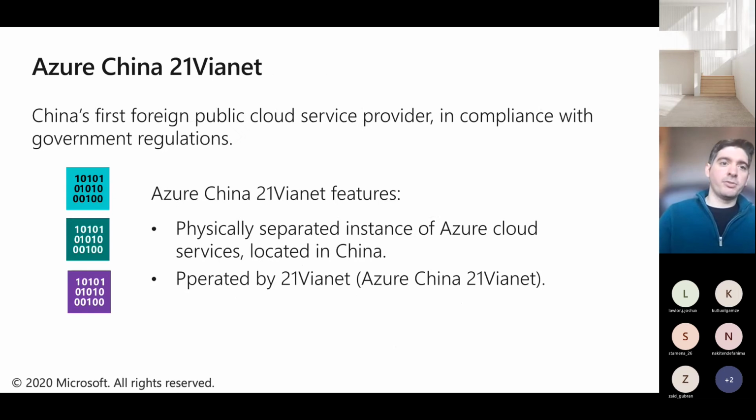It's worth also mentioning there's a specific China one. So China's first foreign public cloud service provider is the Azure China 21 ViaNet, in compliance with government regulations. So it's got a physically separated instance of Azure Cloud Services, which is located in China. I'm in a position of power here, so I have to be very careful how I give that information and the way that I impart that to you, naturally, as I'm being treated as a lecturer here. But it is operated by 21 ViaNet. So read into that what you will.